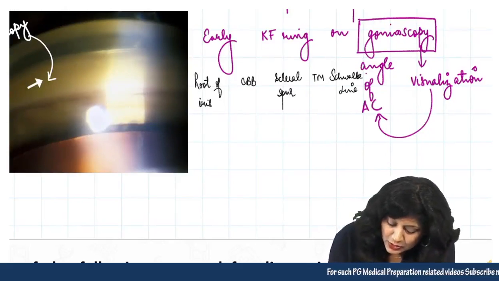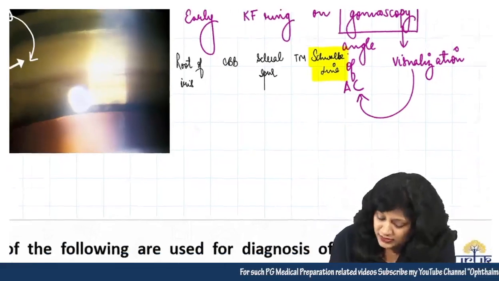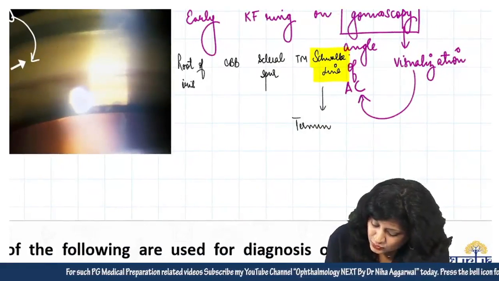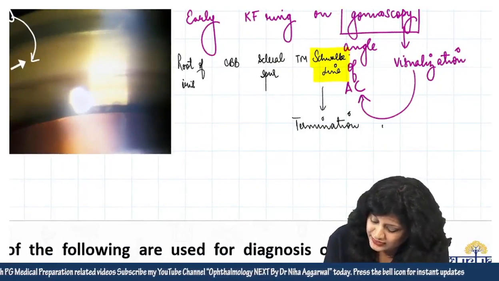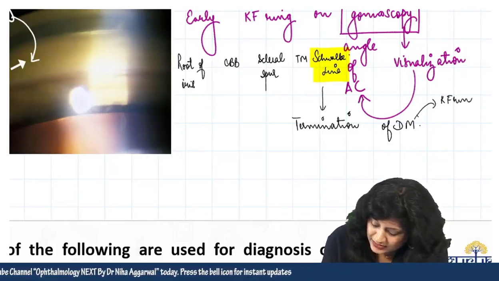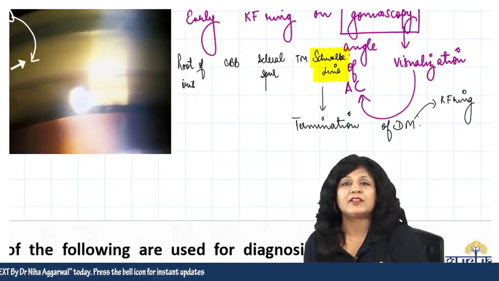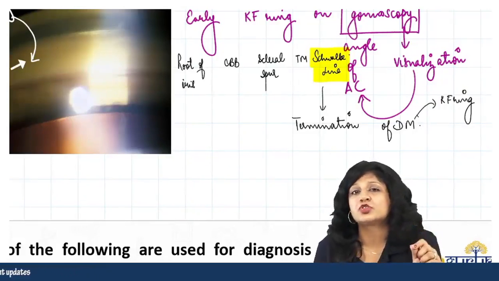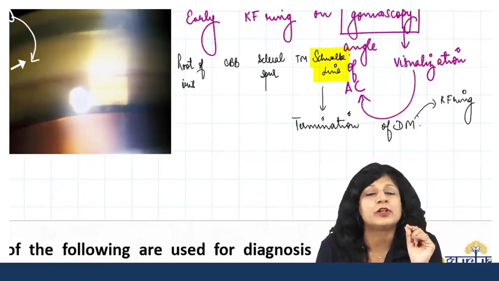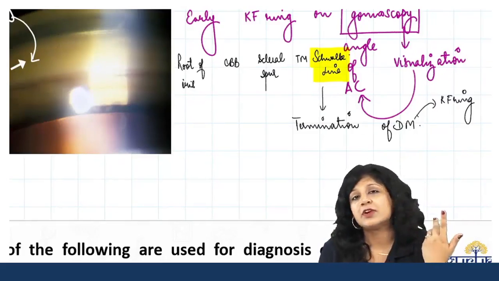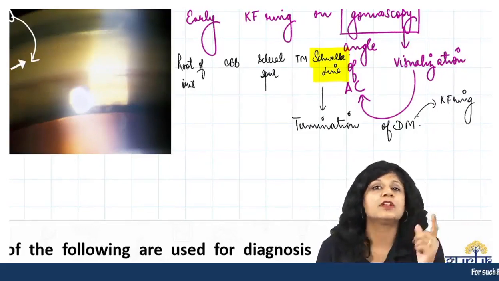So what is Schwalbe's line? It is the termination of the Descemet's membrane, and Descemet's membrane may show the KF ring. That is why whenever we have an early KF ring, it is located at the ends of the Descemet's membrane, so it can be seen on the Schwalbe's line, and the Schwalbe's line will be seen only on gonioscopy. So sometimes even this question could be asked: if you are suspecting the KF ring but you cannot see it, then what else can you do? You can do gonioscopy and confirm it on that. All right.